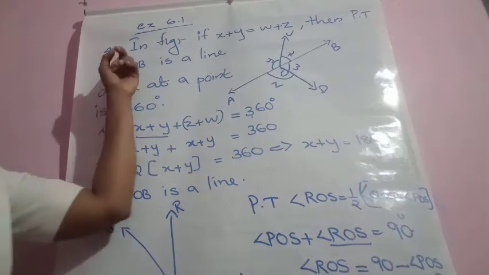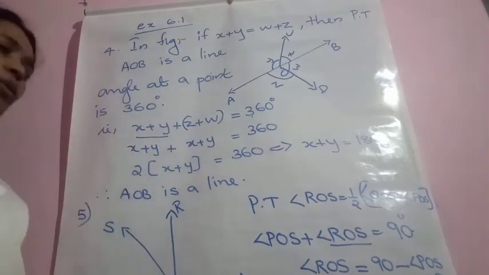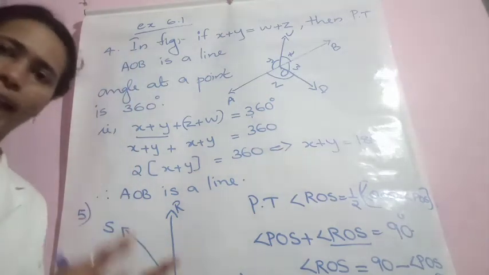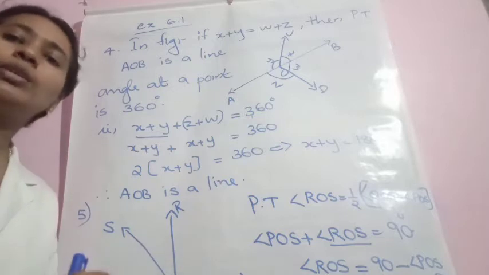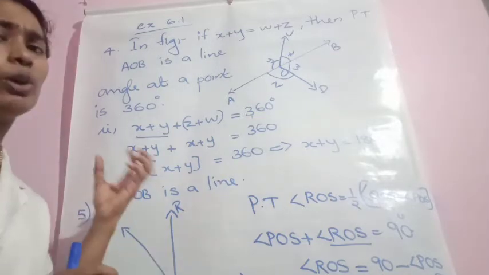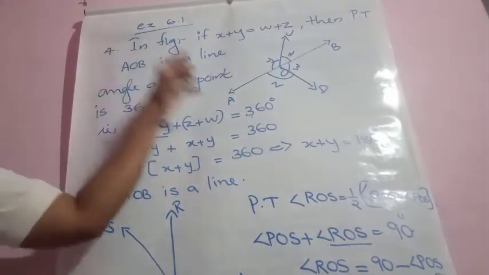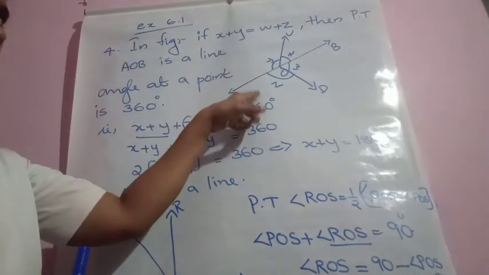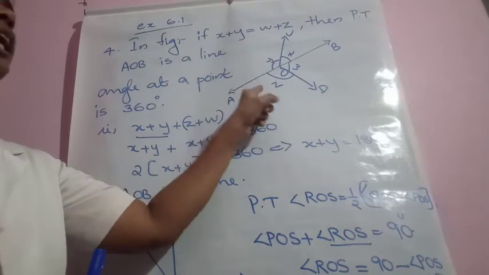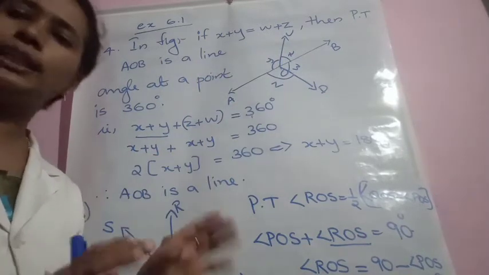See, for the fourth question the teacher is writing the question, but from the next question onward the teacher is not writing the question, only the answer. You have to copy the question from your textbook, because it is time consuming. That's fine. So in the fourth one, it is already given to you that in the figure x plus y is the same as z plus w.